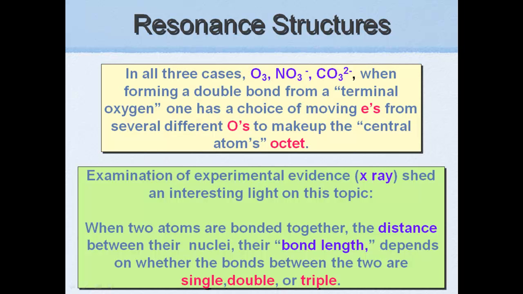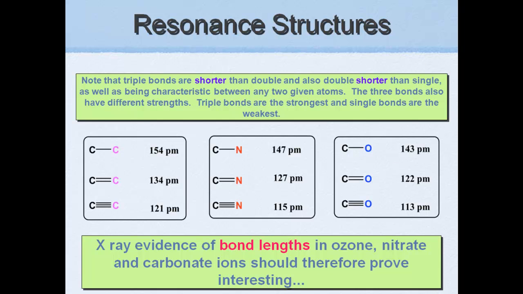In all 3 cases, when forming a double bond from a terminal oxygen or an outside oxygen, one has a choice of moving electrons from several different oxygens to make the central atom's octet. Examination of experimental evidence through X-ray sheds an interesting light on this topic. When 2 atoms are bonded together, the distance between their nuclei, or their bond length, depends on whether the bonds between the 2 are single, double, or triple. We want to take a look at a few of these so that you can see the pattern that happens when you have single, double, and triple bonds.